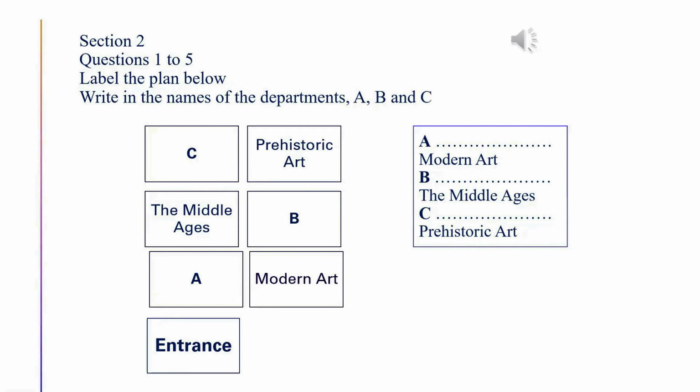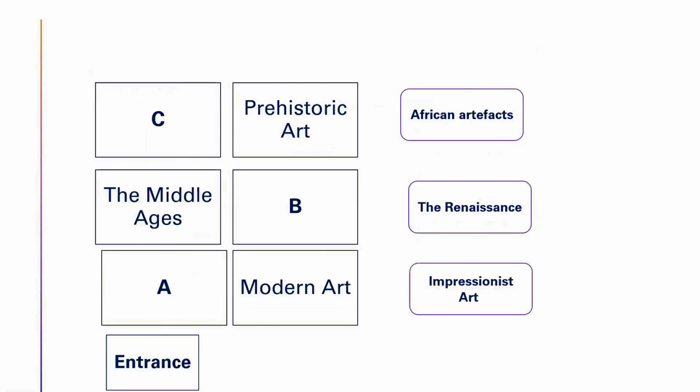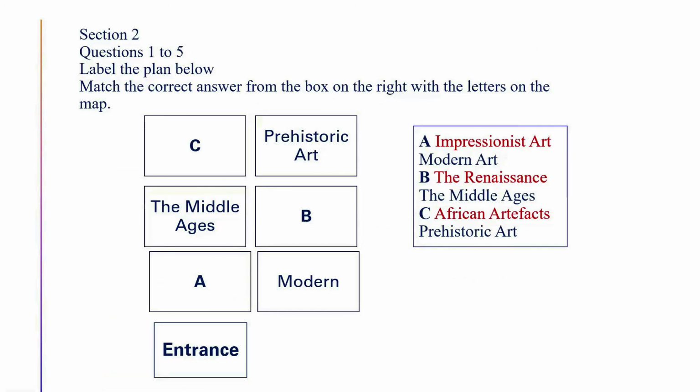Okay, so how did you get on? Were you able to catch the names of A, B, and C? A was Impressionist art, B was the Renaissance, and then C was African artifacts. So during the computer-based test, it will look something like this, where you're dragging in the words into the correct answers, or if it's paper-based, writing in the letter that may represent the words that you're given. So it all depends on the instructions that you're given in the map.